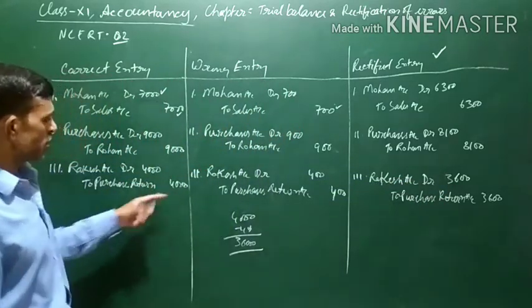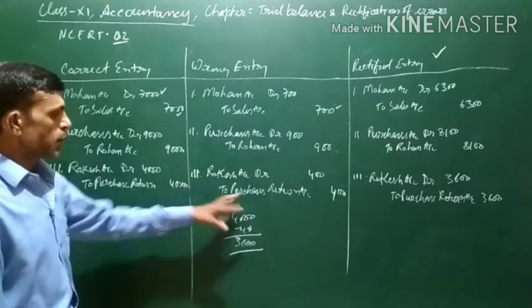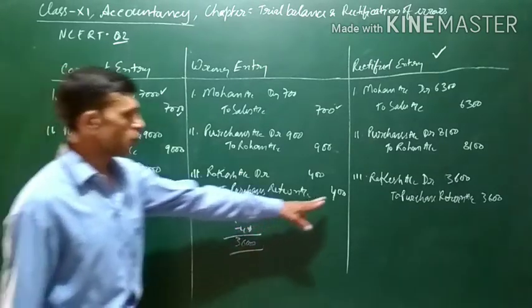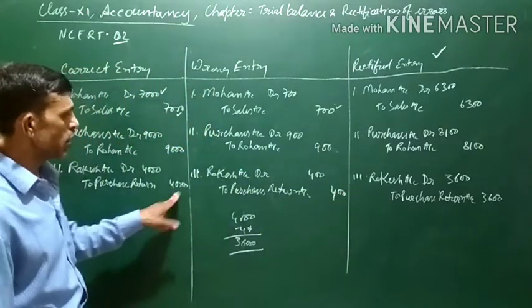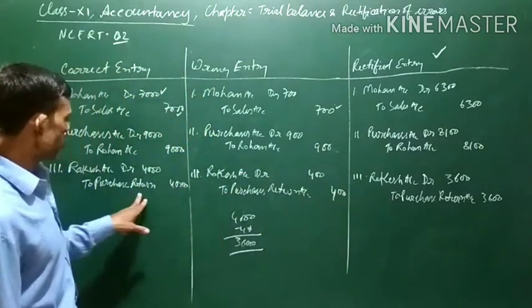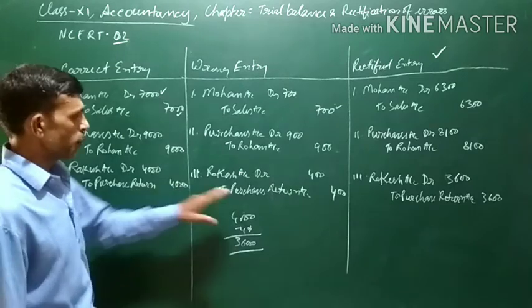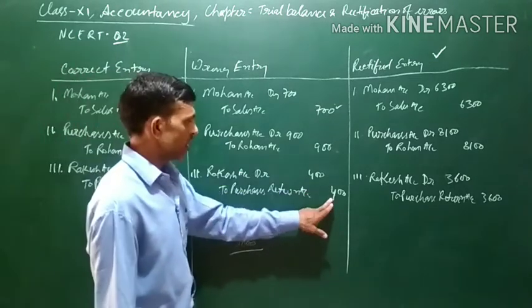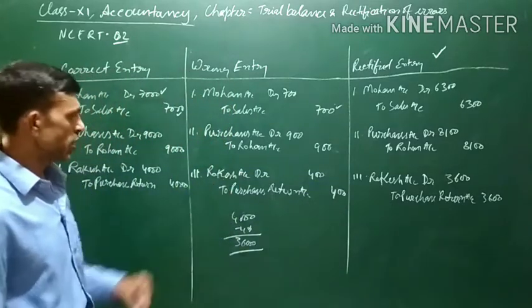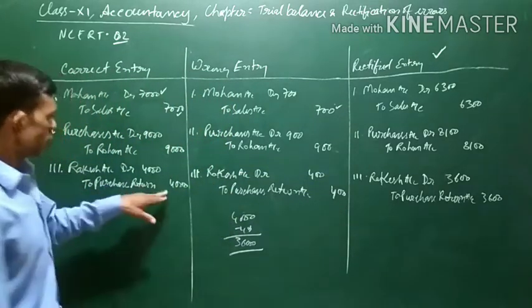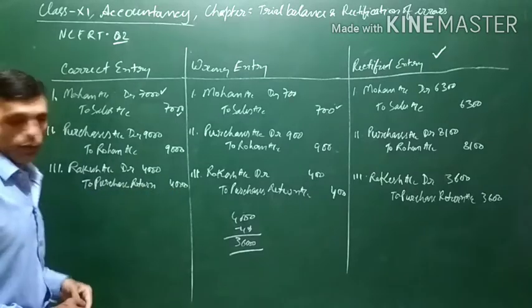Similarly, the purchase return should have been credited with 4,000, but actually it was credited with 400 only. Now again it has been credited with 3,600. So the total credit to purchase return becomes 4,000.